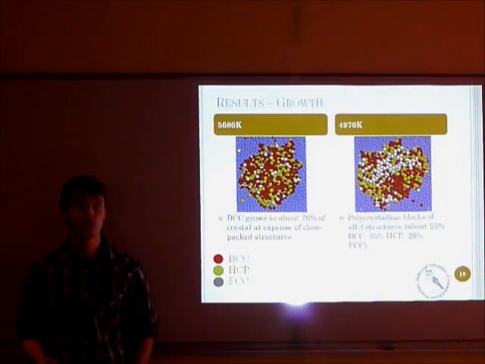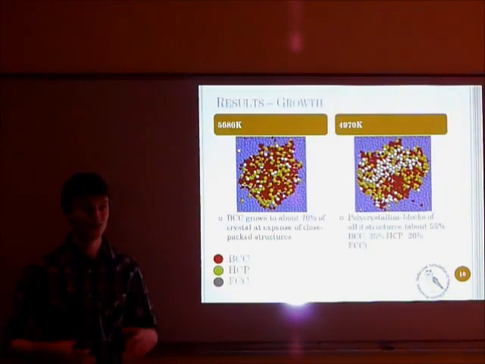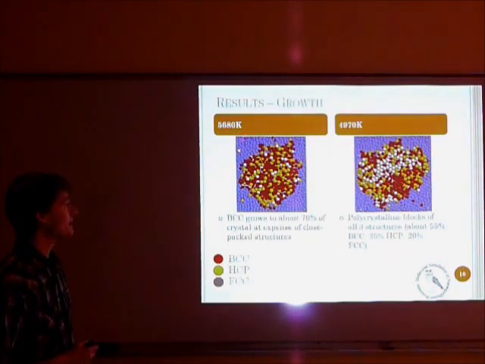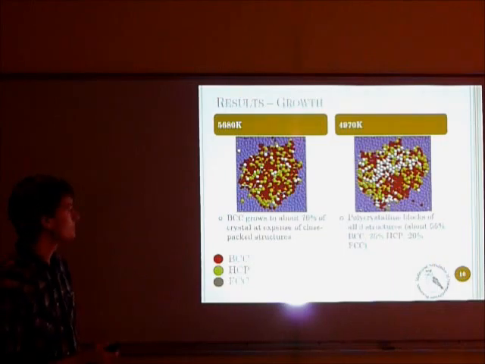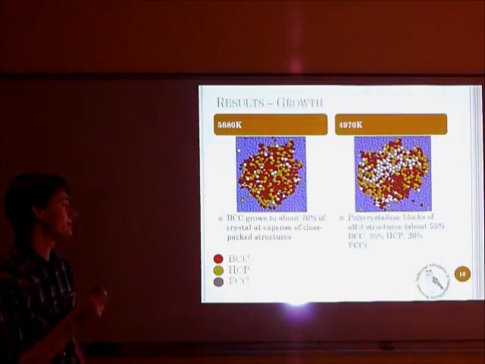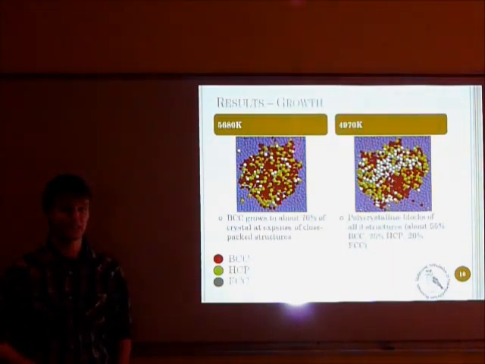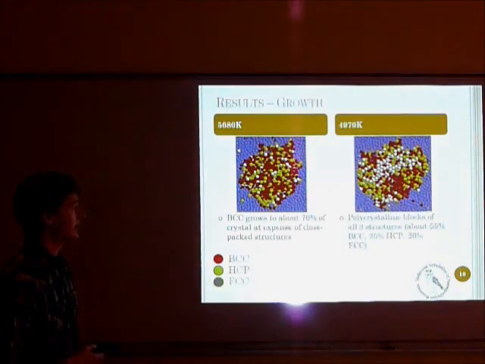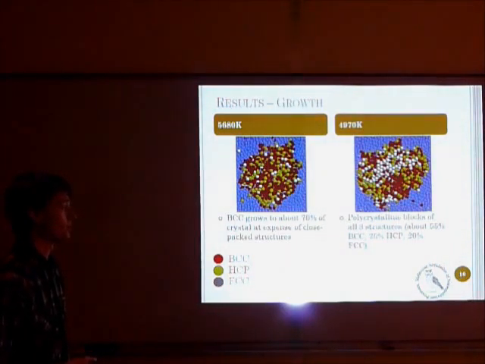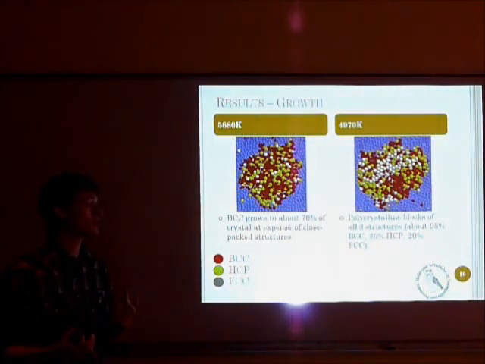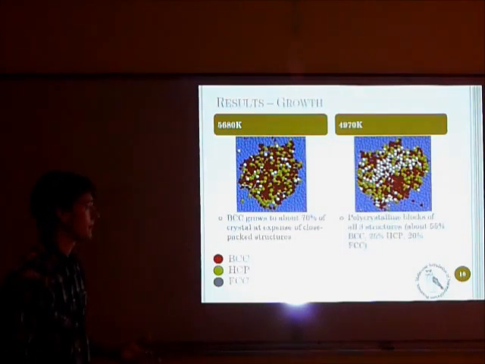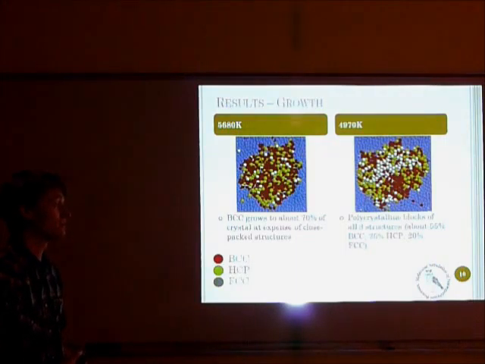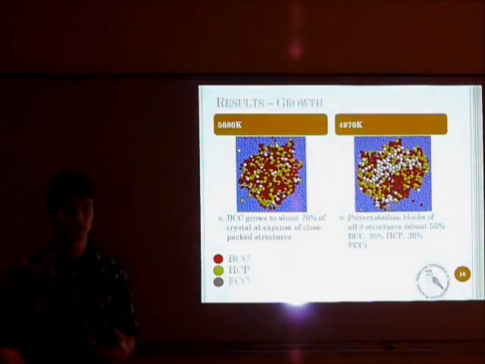But then let's move on to the growth. This is where things get interesting. Once we allow the critical nucleus to grow into a larger crystal, things start looking a lot different. At the higher temperature, 5,680 Kelvin, we notice that BCC grows to about 70% of the crystal at the expense of the close-packed structures. However, when we let it crystallize and grow at this lower temperature, 4,970, we notice that polycrystalline blocks of all three structures form. About 55% of it is BCC, 25% is HCP, and 20% is FCC. So really it's just a polycrystalline mix.